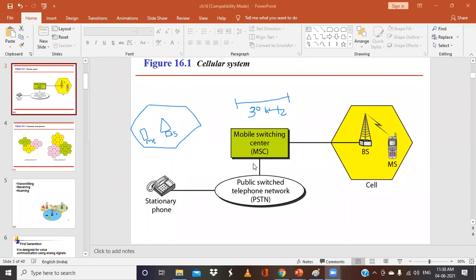Once the mobile station is found, the MS transmits a ringing signal. So basically it sends a ringing signal and voice communication can begin. So this is what basically happens in case of receiving.